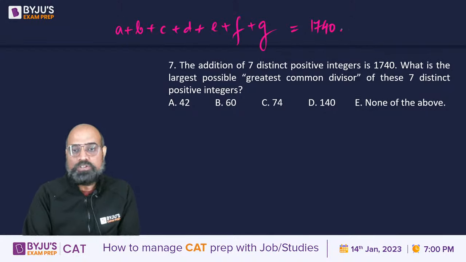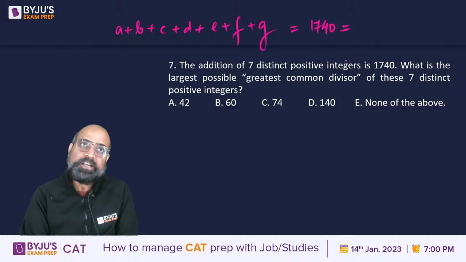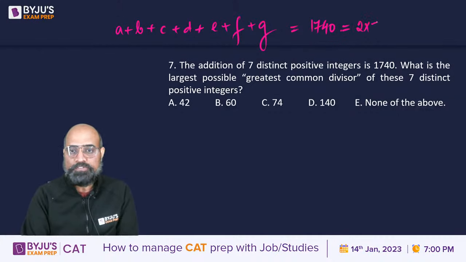Okay, so 1740 can be written as, this is 2 into 5, that will take care of the 0 at the end. Now we have 174, another 2. So that is going to give us 87, and 87 is nothing but 3 into 29. So this is the prime factorization of this.